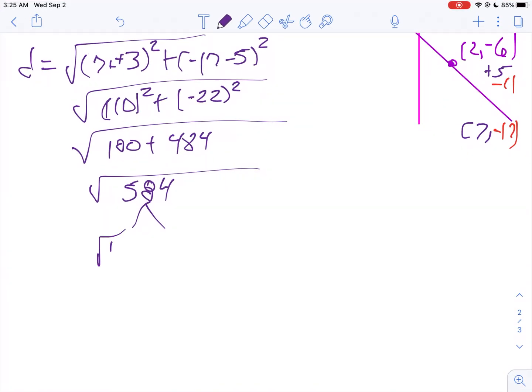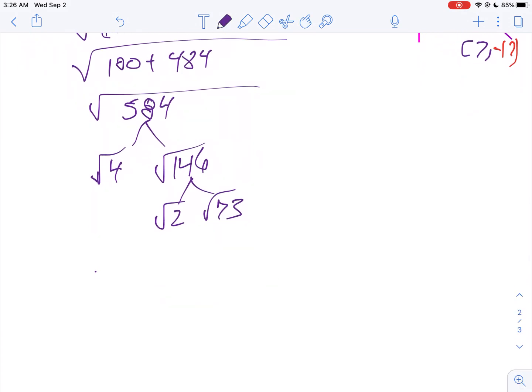So I get the square root of 4 times the square root of 146. Well, I notice 2 goes into 146. So 2 goes into 146 73 times. But 73 is prime. Nothing goes into it. So this is the square root of 4 times the square root of 2 times the square root of 73. Well, the square root of 4 is a positive 2. 2 and 73, you can't find a square root that's a whole number. It's the square root of 2 times 73. So I'm going to multiply those together, and I get 146.